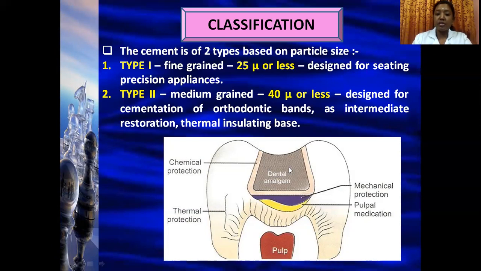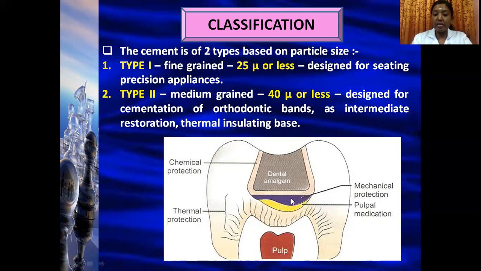That is chemical protection, in the sense it prevents any toxic substances from amalgam leaching onto the pulp. Thermal protection: when you give your zinc phosphate as a base, it prevents the transfer of hot or cold to the underlying pulpal tissue. And mechanical protection: zinc phosphate, as I already told you, is a high strength base, so it is able to withstand the heavy condensation forces of amalgam.